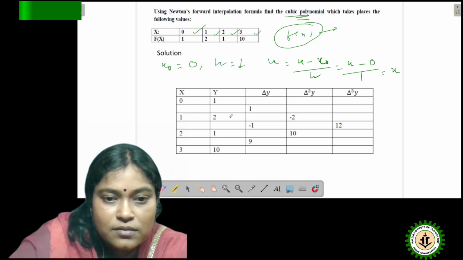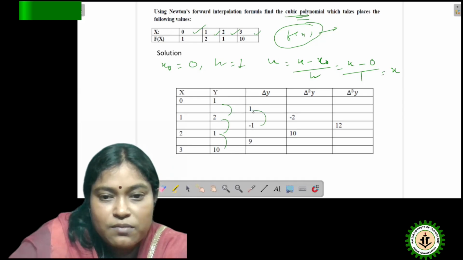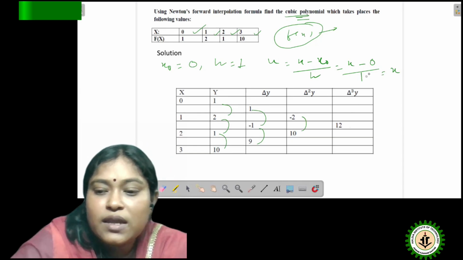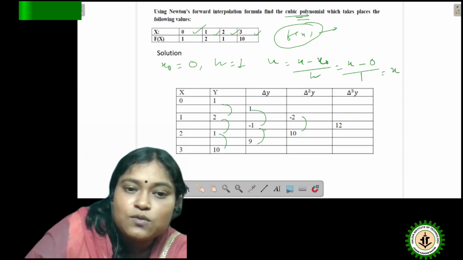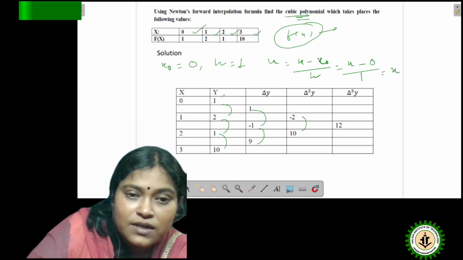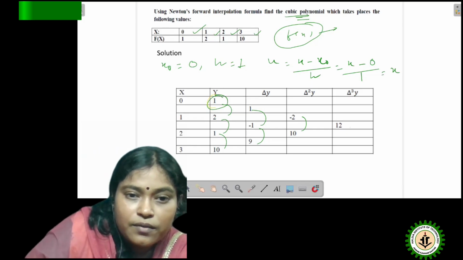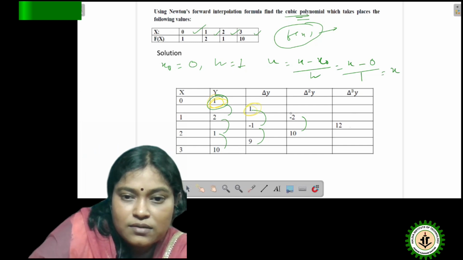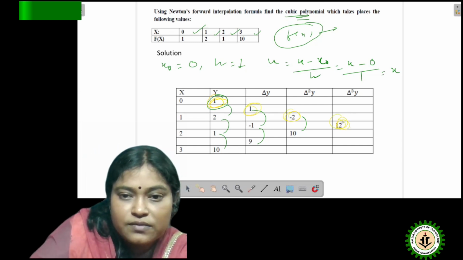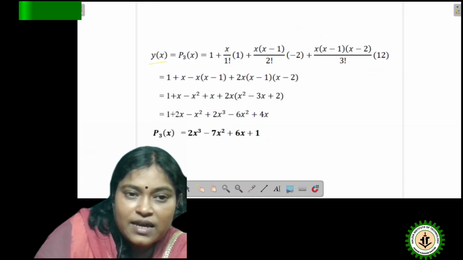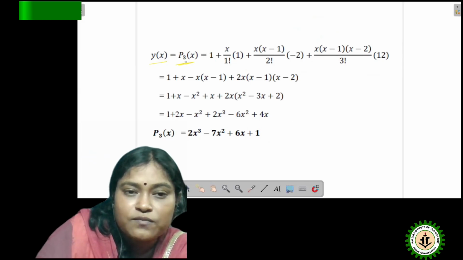So this is the forward difference table. 2 minus 1 is 1. 2 minus 1 is 1. 1 minus 2 is minus 1. 10 minus 1 is 9. Minus 1 minus 1 is minus 2. 9 minus minus 1 is 10. 10 minus minus 2 is 12. Since we are using Newton's forward interpolation formula, I have to use this 1, then this 1, this minus 2, then 12. These values will be used. We have to find a polynomial of third degree.